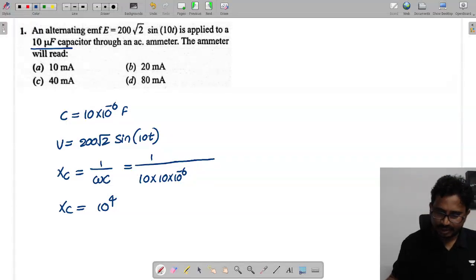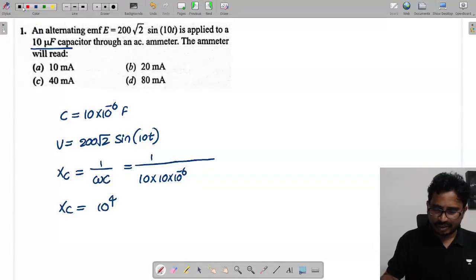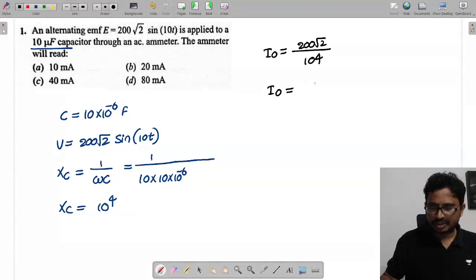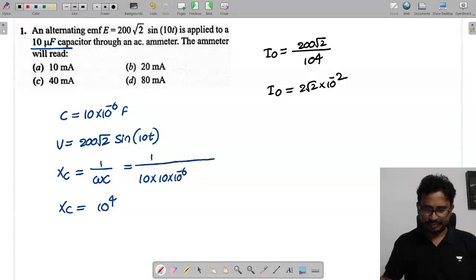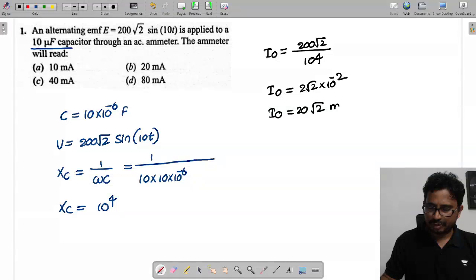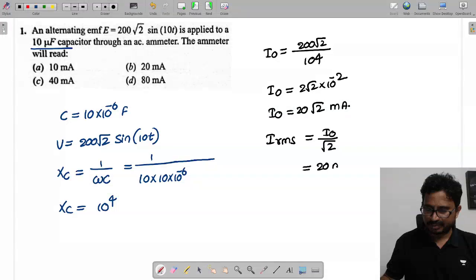Now I need the current. We'll find the peak value first. I naught is 200 root 2 by 10 power 4. So this is 2 root 2 into 10 power minus 2. That is the I naught value: 20 root 2 into 10 power minus 3, in milliamperes. Now what is the RMS value? It is I naught by root 2, which is 20 milliamps.